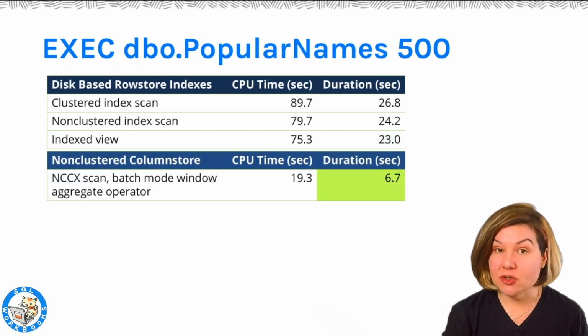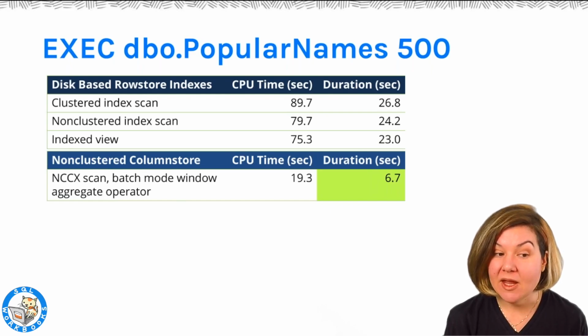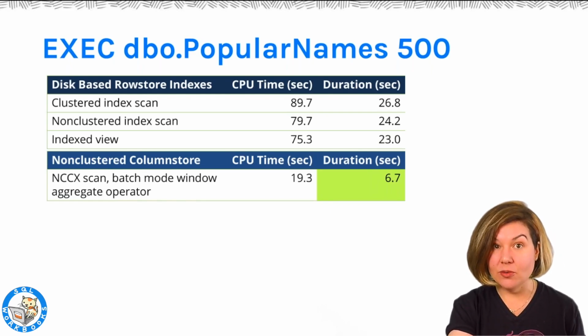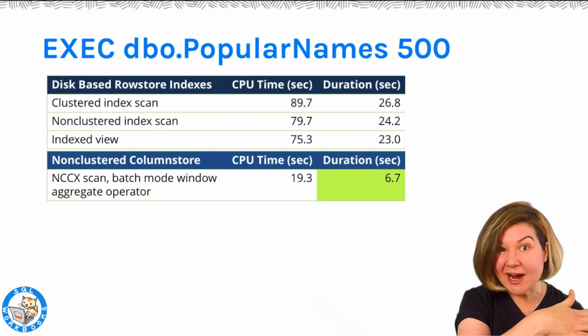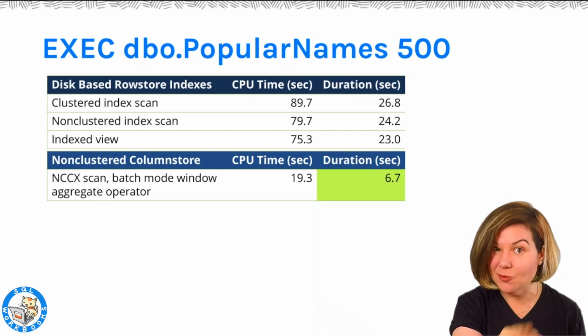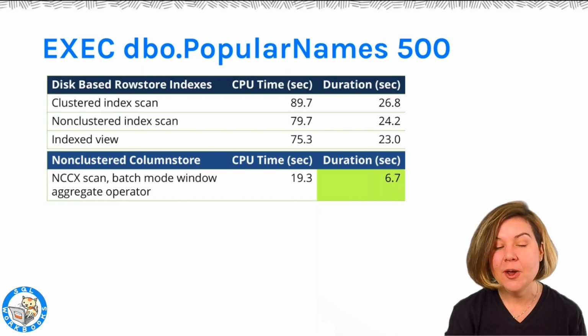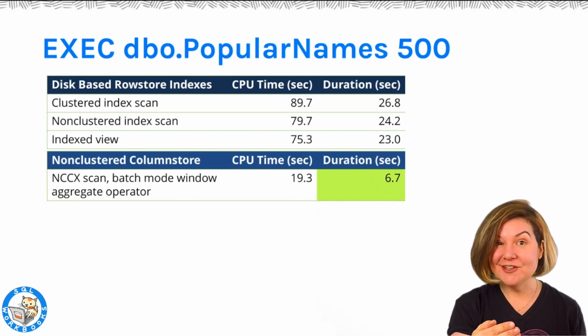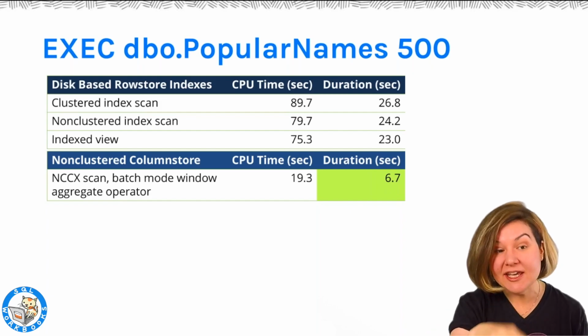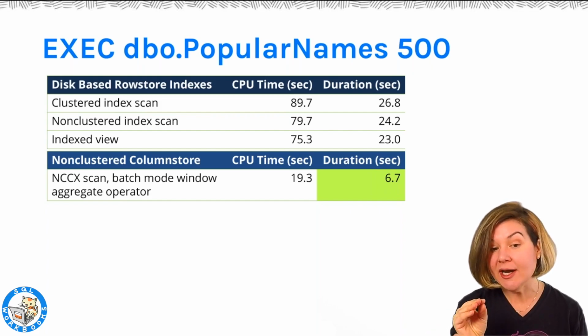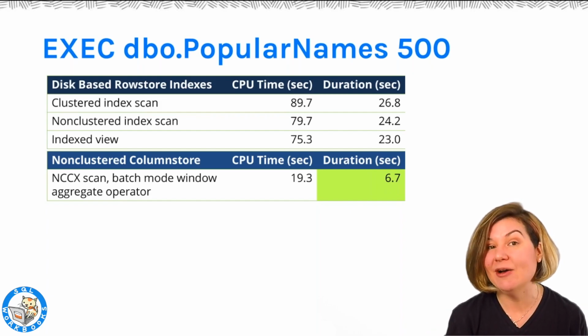With the non-clustered column store, I did have to do some tweaks. I had to get rid of that row store index to get it to use this. The optimizer was deciding to still use the row store index while it was still there. But when it actually does use the column store and we get the new window aggregate operator, I could get it down to about 7 seconds.